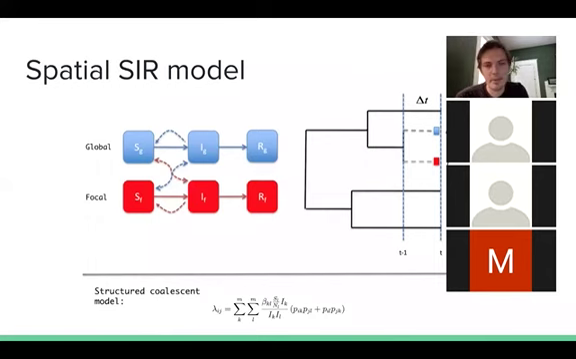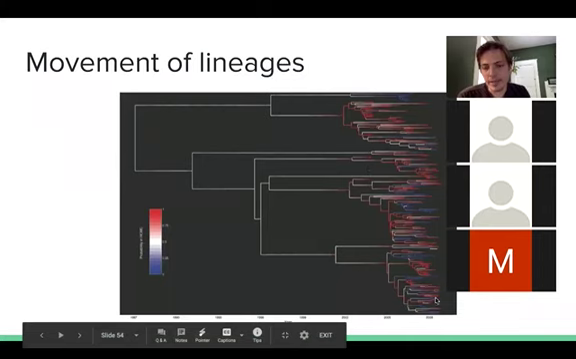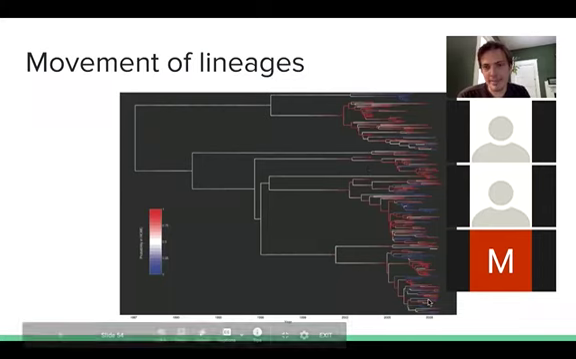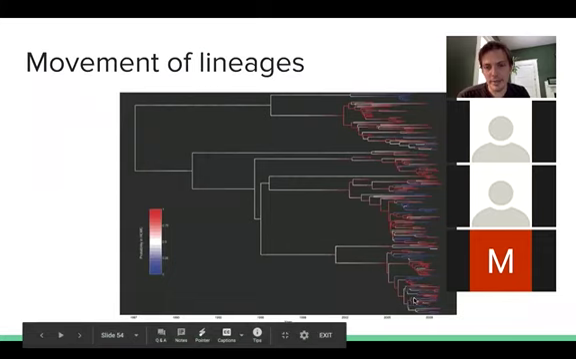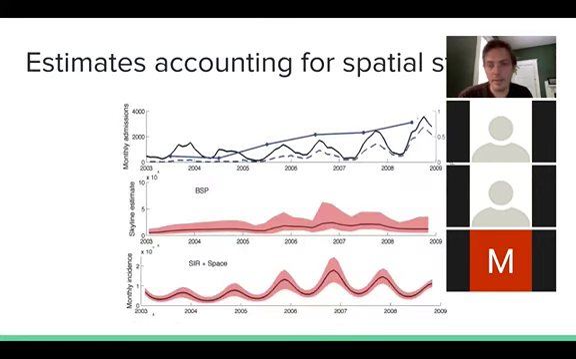Under this type of structured SIR model, we were able to track the movement of lineages between Ho Chi Minh City and the surrounding provinces. Here, the more red the lineages, the higher the probability that the lineage has of being in Ho Chi Minh City, backwards through time. And by taking into account the movement of lineages back and forth from the city into the surrounding provinces, we were able to estimate our population dynamics, or the prevalence of dengue in Ho Chi Minh City through time.